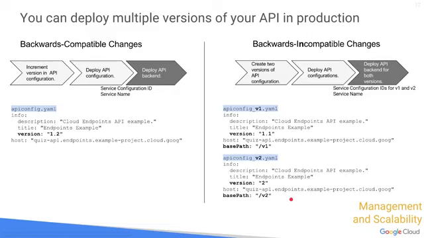Make sure to announce your deprecation and phase out plans to the consumers of the API well in advance. This will give them time to evaluate and migrate to newer versions of your API.